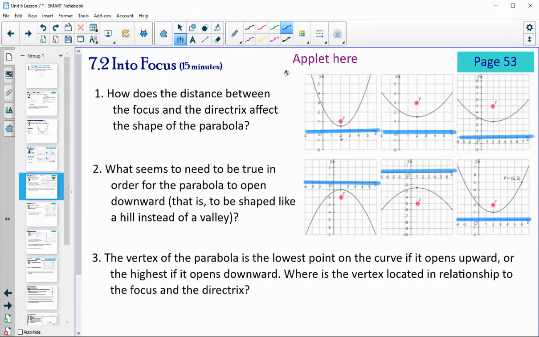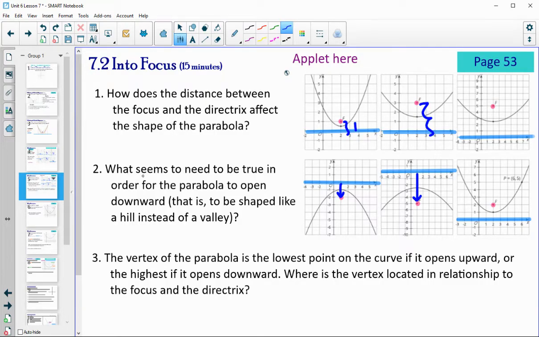Okay, so how is that affecting the shape of the parabola? It appears that the further the focus is from the directrix, it's impacting the width of this curve. So this one was only 1 unit away, and this appears to be a pretty skinny curve. This one was 3 units away, and the curve got wider. This one was 5 units away, and the curve got wider. This one also, the focus is below the directrix, and so the parabola opened downward. Same here, 2 units below, and the curve opened downward.